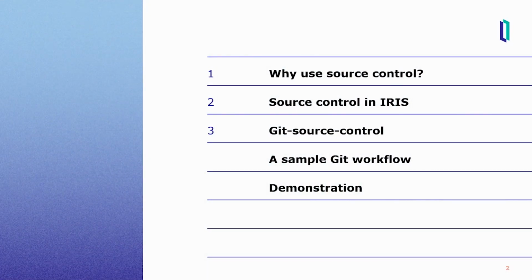Some quick points we're going to hit today. First off, why use source control at all? Some very basic background for software developers. Second, some of the unique things about using source control in Iris for development. And third, I'll go over the key features of our project, Git Source Control. Then I'm going to propose and demonstrate a sample workflow using Git Source Control to make changes and deploy them.